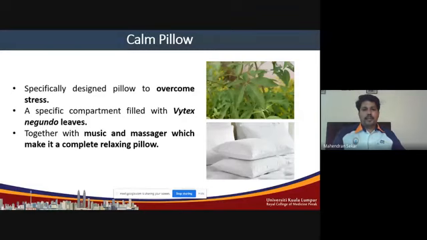And along with that, the innovators also included some music and a massager to attract more customers, because customer satisfaction is very important. If you tell them it contains only plant material, they don't buy. So you need to make it attractive and beneficial to the customer, so that people will automatically start buying this kind of product.